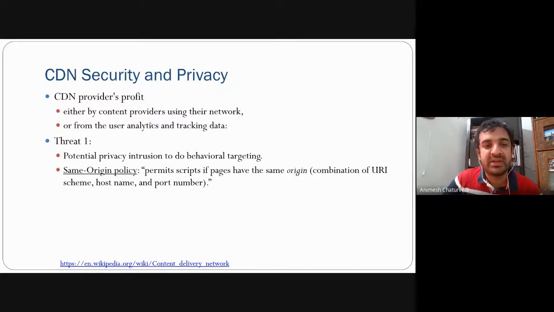What does same origin policy mean? Same origin policy says that it permits scripts only if the pages have the same origin, meaning the combination of URI scheme, host name, and port number should be the same. What does it mean? Whoever the original user is, only that user can access the data.